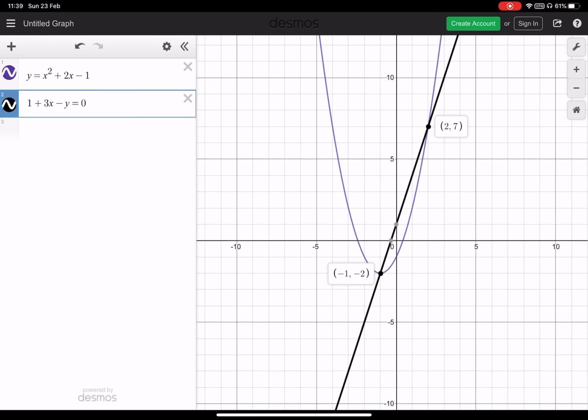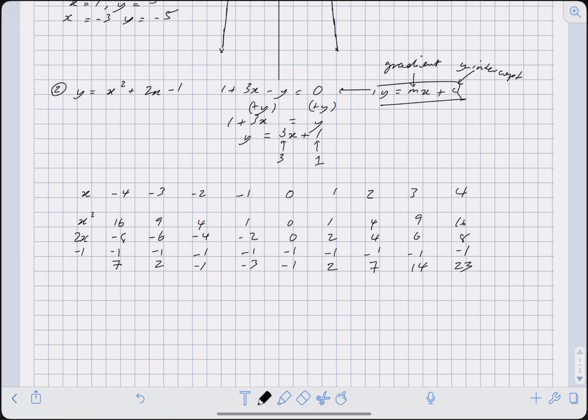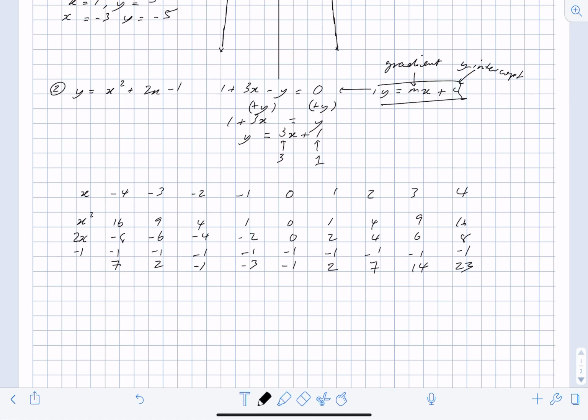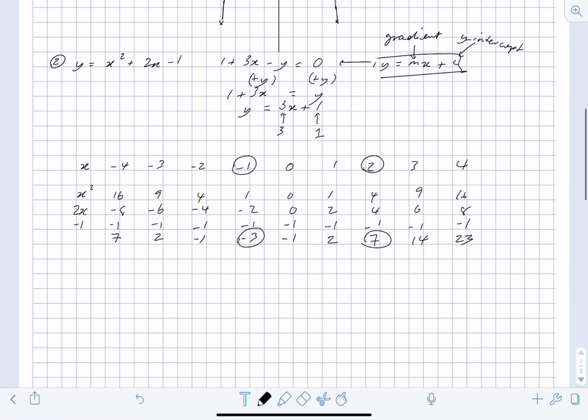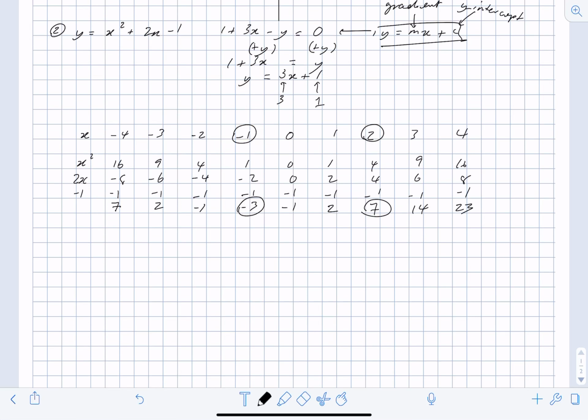So here I can see that x is -1 and y is -2, and x is 2 and y is 7. So -1 and 2. Oh, hello, Jasmine. Okay, so that's what I would have seen from my graph, where the two graphs overlap. Those are my solutions to my equation. So yeah, that's it really.